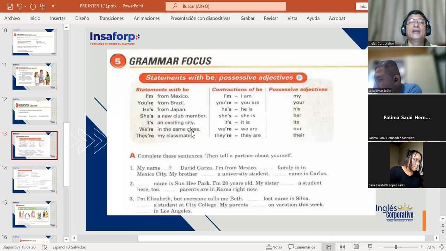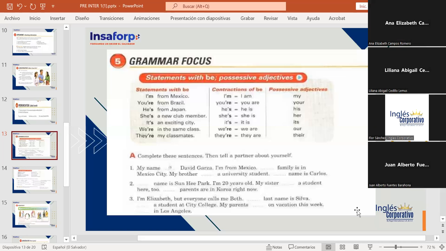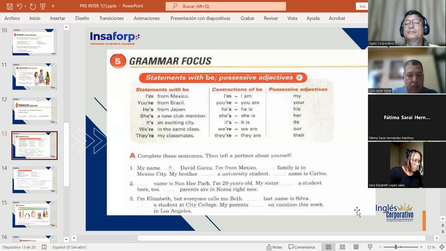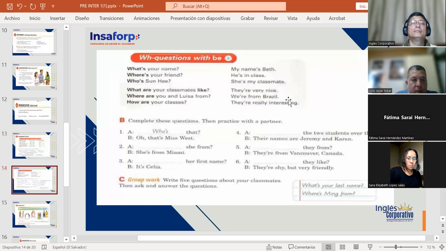This was yesterday's last activity. Remember, this was the last activity: statements with be and possessive adjectives. Today, we're gonna start with WH questions with be.